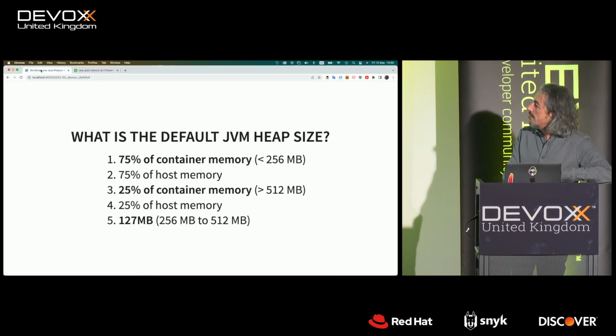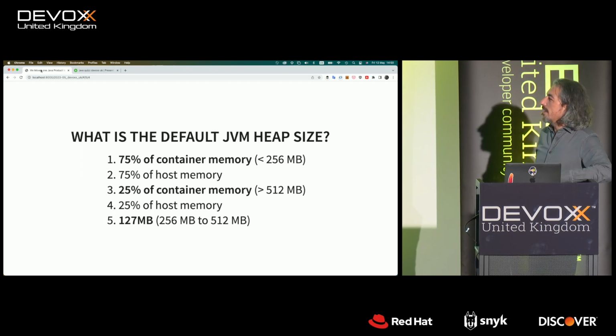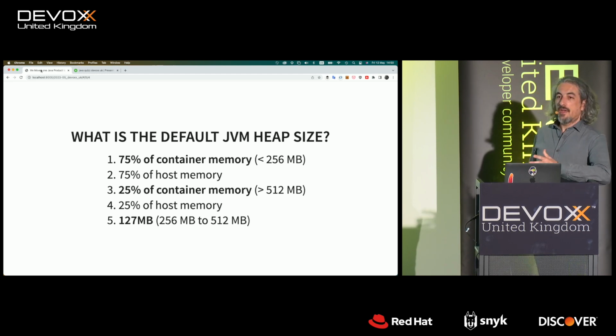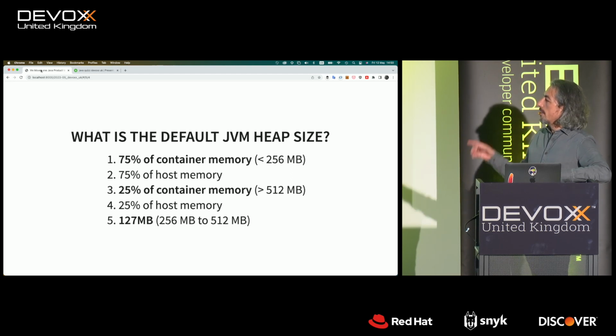And the reason is, if your container has less than 256 megs of memory assigned, the limit, you're going to get 75% of the container memory. The JVM is going to set the heap size to 75% of the container memory. If you have more than 512, you're going to get 25%. And between 256 and 512, you're going to get 127 megs of memory.